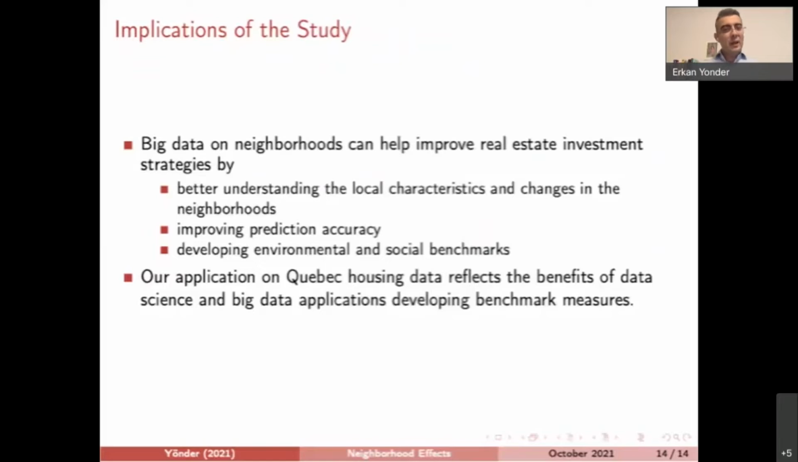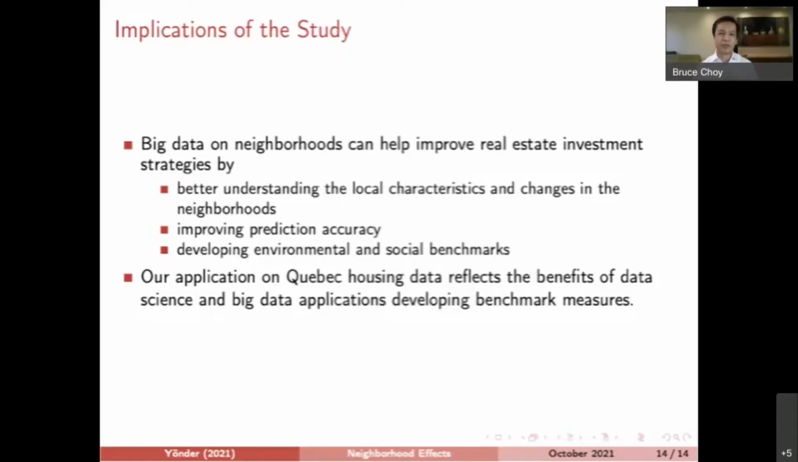But we can better understand the local factors beyond these valuation models and understand the dynamics of the neighborhoods. And we can focus on environmental and social benchmarks. I think maybe we can have a short discussion on that in the panel part as well. I think our study with Ali is a good example of that. So we can develop environmental and social benchmarks using data science, which could help us develop better strategies. And in this project specifically, I think our application on Quebec housing markets reflects these benefits on these specific datasets. So thank you very much.